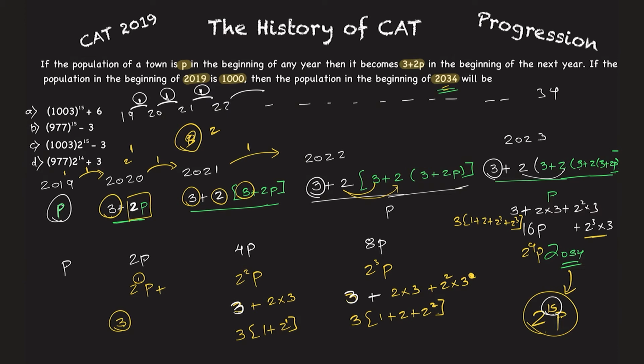Okay, so finally I'll get here, I know already this term. If I go for the next term, I'll get 3 into 1 plus 2 plus 2 square, going like this up to 2 raised to 14, for 2034, which is my 15th term. So the 15th term will be 15 minus 1, that will be 14. Now this is nothing but a GP that is sitting here. So if you know this is a GP, what is the sum of terms of a GP? Let's just solve it here.